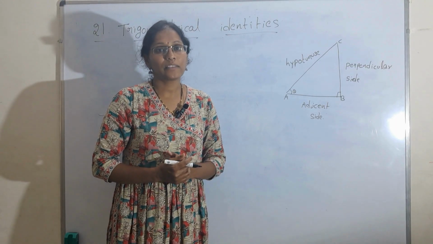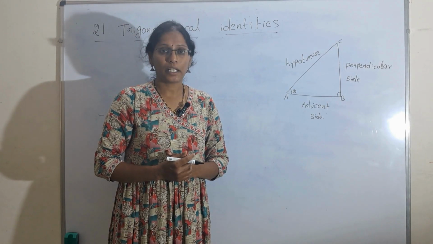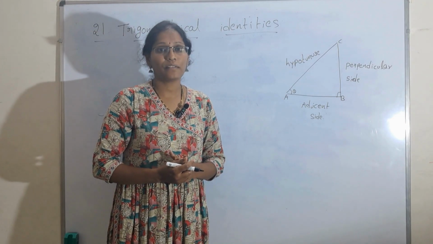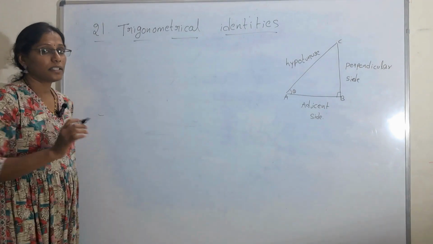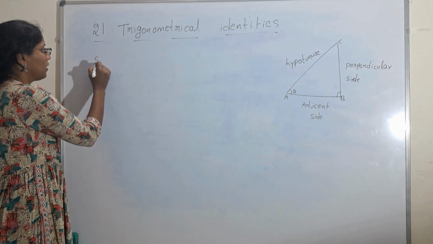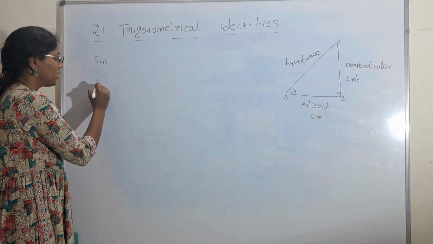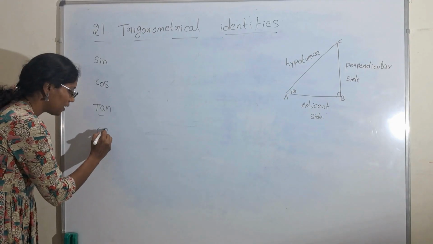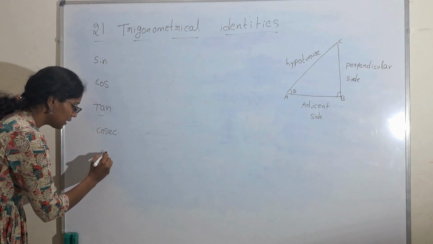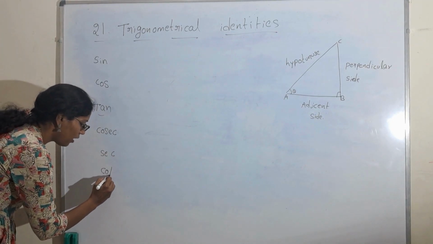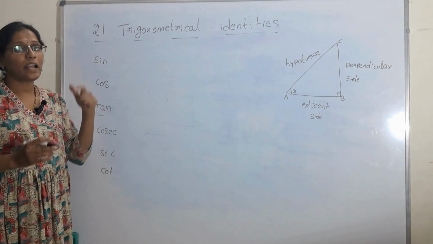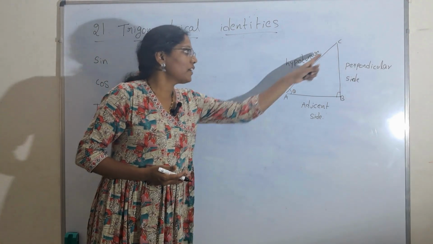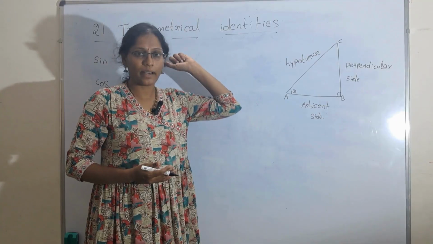First, we have to discuss trigonometric ratios. Trigonometric ratios mean the ratio between a pair of sides. There are 6 trigonometric ratios: sine, cos, tan, cosecant, secant, and cot. Here we need one angle. But which angle do we have to consider? Theta. Wherever we consider that angle, we have to write it there.